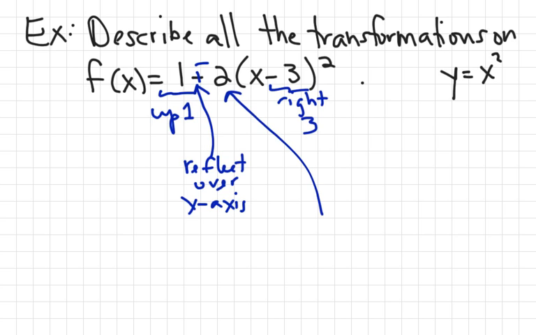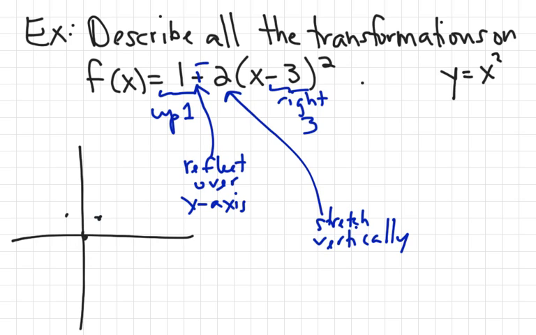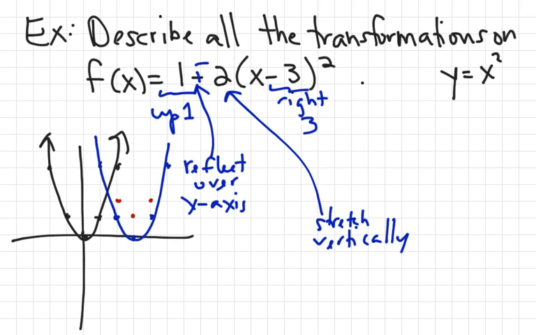And the 2 is stretching vertically. So it's taking the original graph of y equals x squared, and it's first moving everything to the right 3, so I'll move everything to the right 3. And then it's moving everything up 1. It's then reflecting it over the x-axis.